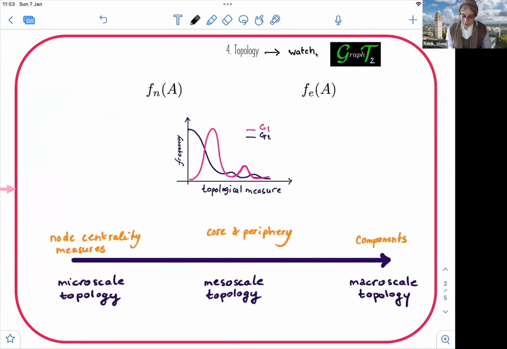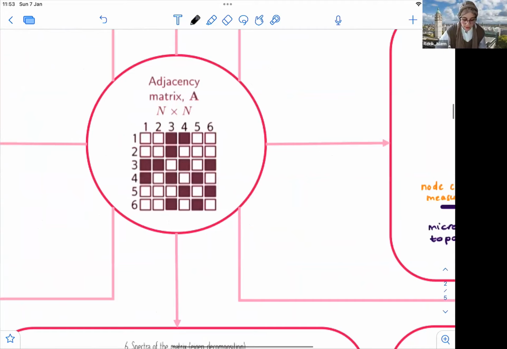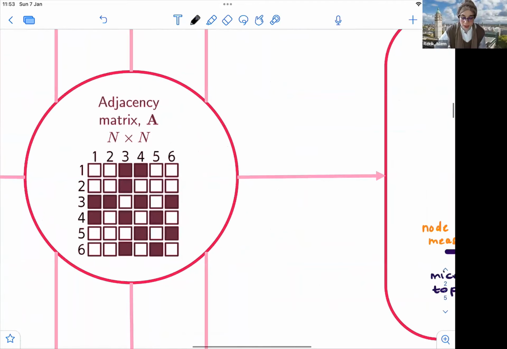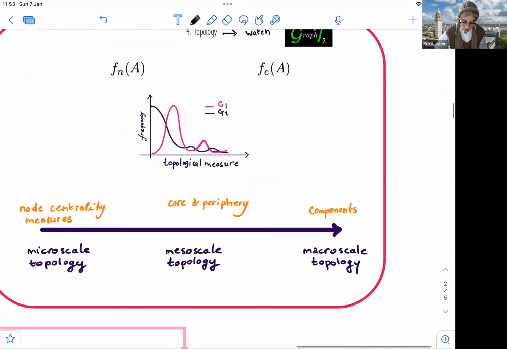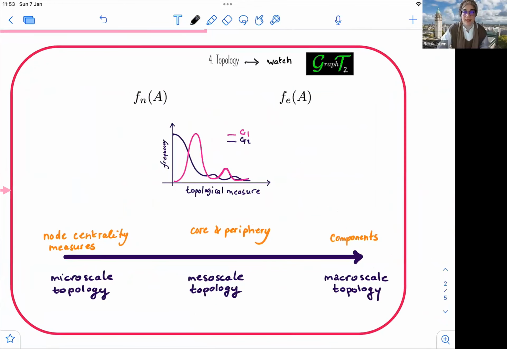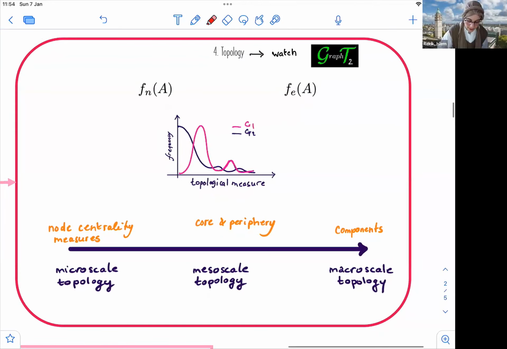So the next, or the fourth property, is a very important property. So it's topology. The adjacency matrix encodes the topology of the graph. And here there is a full lecture 2 of the graph theory series. So I strongly recommend that you watch it if you're not familiar with centrality measures such as betweenness centrality, degree centrality, strength, PageRank, eigenvector centrality. I cover all of these in detail in this lecture.